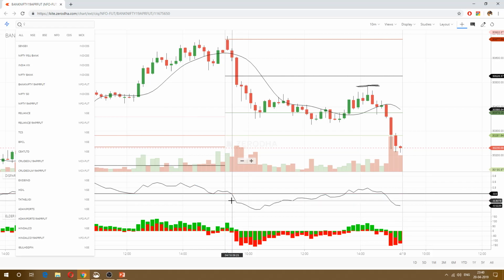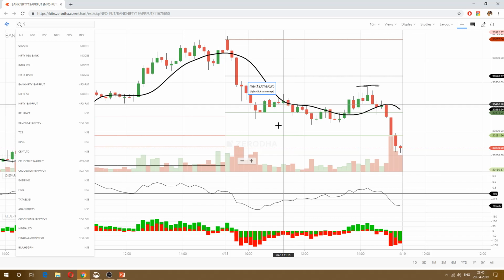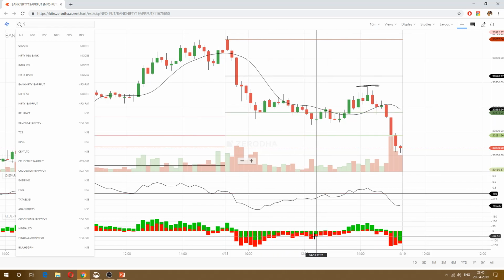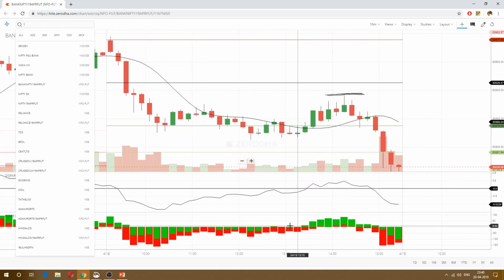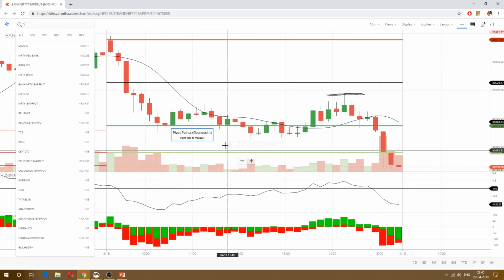Disparity goes down to 0, Elder Ray goes negative. This is a clear sell. This whole area is seller's area. You want to know for sure if it is a trade or not.